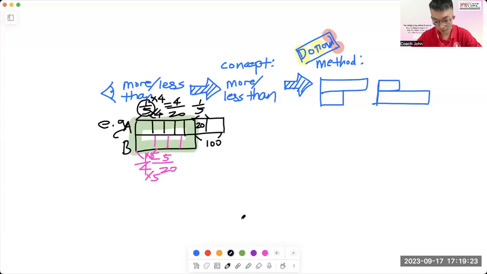So next, what I'm going to do is to go to your past questions, just look at those questions with more or less than, and you realize that almost all of them can be solved using the long short or short long model.